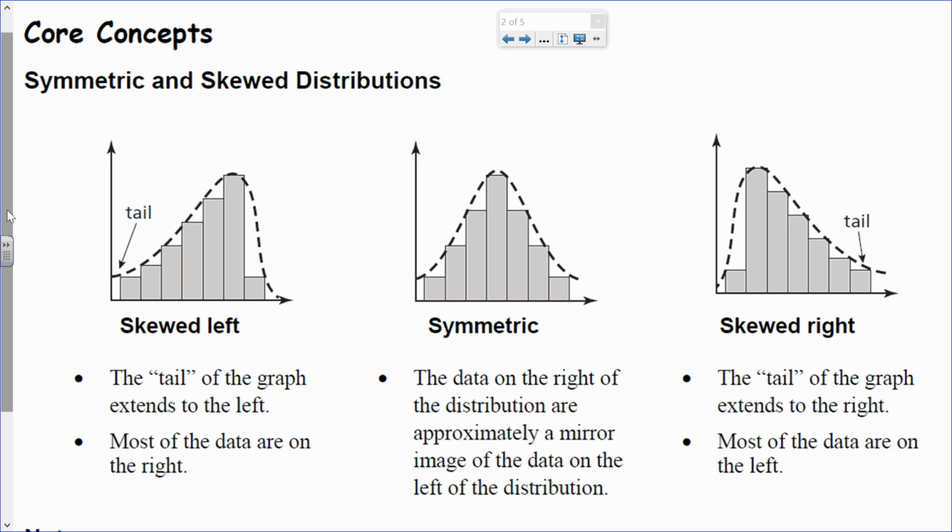And notice what it says here on your note guide. It says symmetric and skewed distributions. The word distribution is a fancy word that just means graph of data. Just put graph here. I'll be using that word a lot, distribution. A distribution is just a fancy word for the graph of some data. Like a histogram, we call it a distribution.